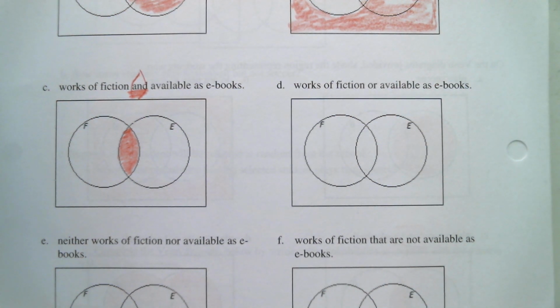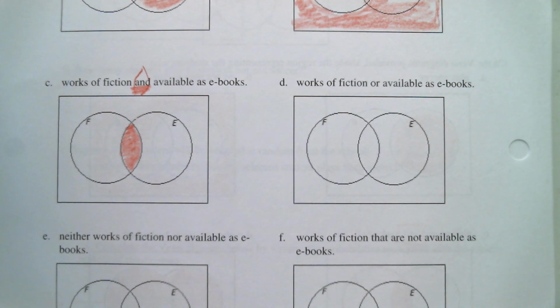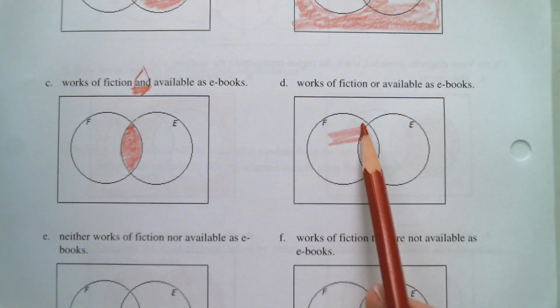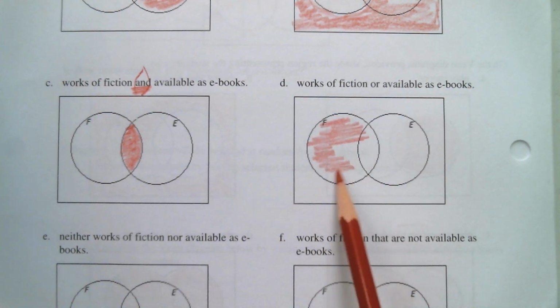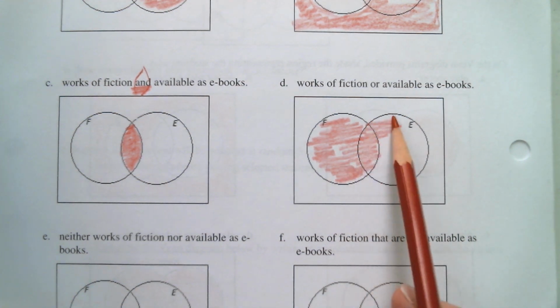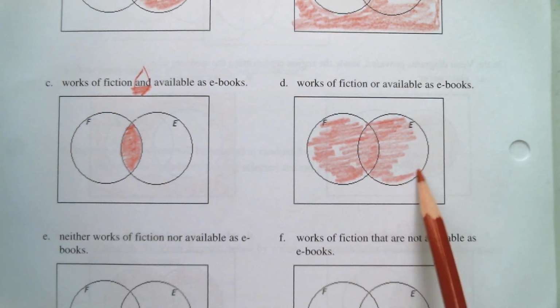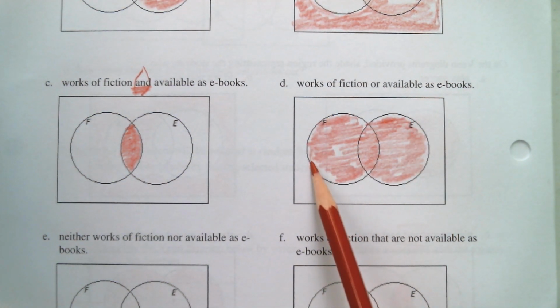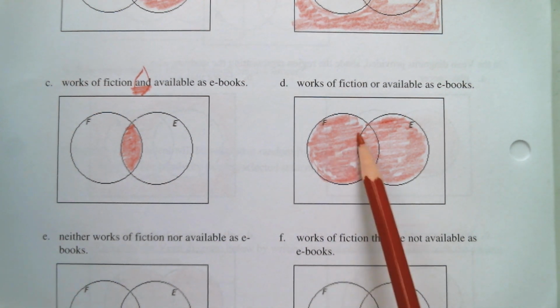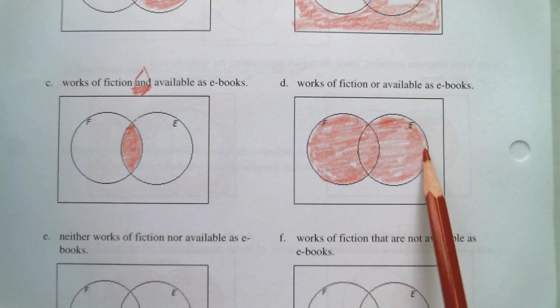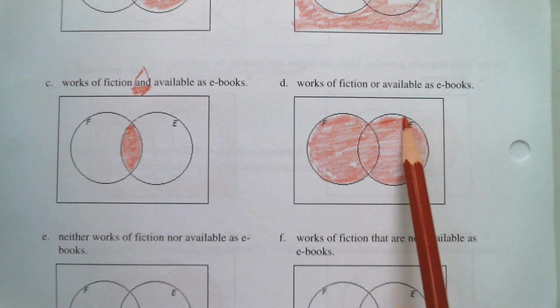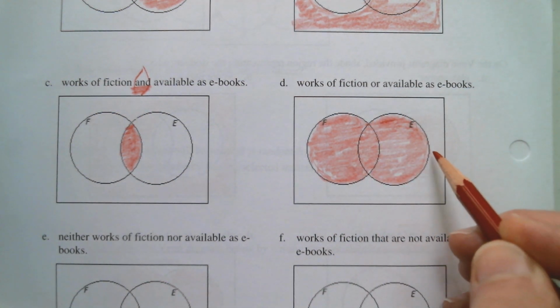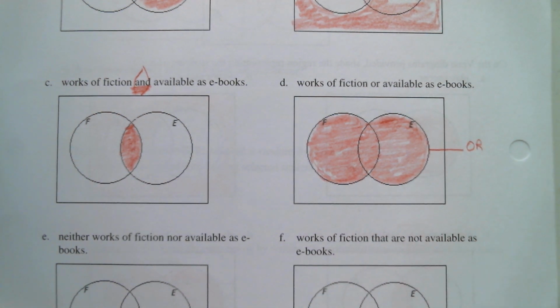D, works of fiction or available as ebooks. Fiction or ebooks. That's the two circles together. Again, if I shade too quickly for you, then please pause the video and finish your shading before you go on. It's my habit to put a line out and say that's or.